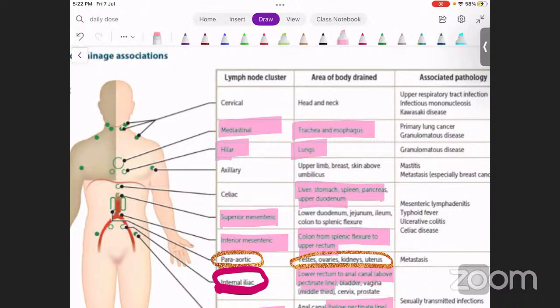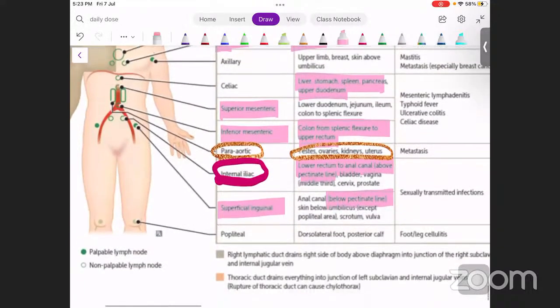So the very, very important lymphatic drainage: number 1 is your para-aortic, where the uterus, testes, ovaries, and kidneys are drained by the para-aortic nodes, and the internal iliac and the superficial inguinal. They may differentiate here. Above the pectineal line, it's internal iliac, and below the pectineal line, till the anal canal, above the pectineal line is internal iliac, and anal canal below the pectineal line is superficial inguinal lymph node.